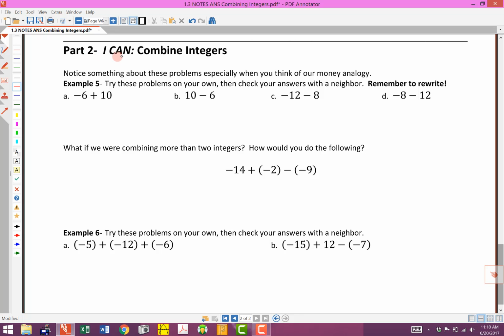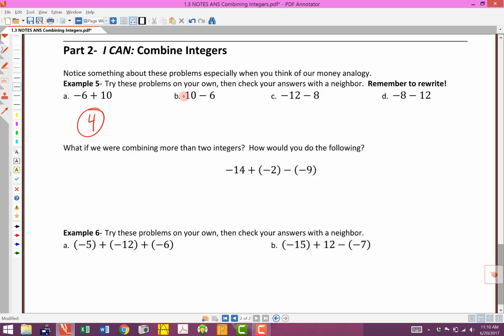So again, this is part two. Our goal is still the same. We want to be able to combine integers, but I want to show you a couple of problems right here, and I want you to notice something about these problems, especially if you think of our money analogy. So let's apply the rules and then we'll talk money. These are different signs, so we're going to find the difference. The difference between the two numbers is 4. The bigger one happens to be positive, so the answer is positive 4.